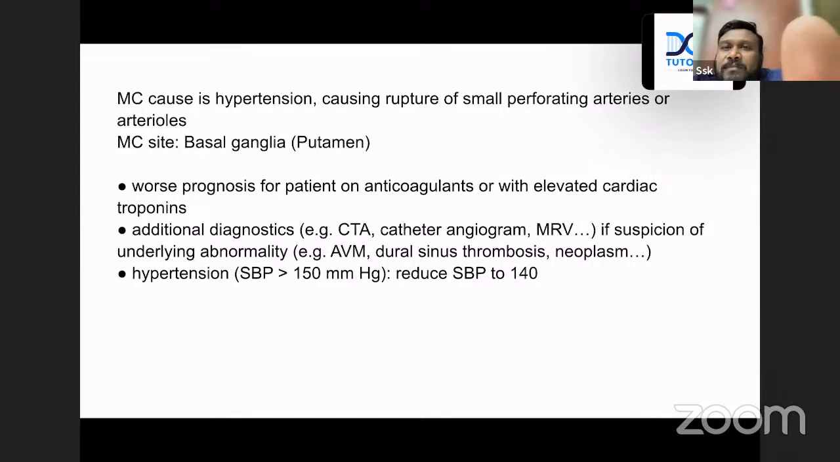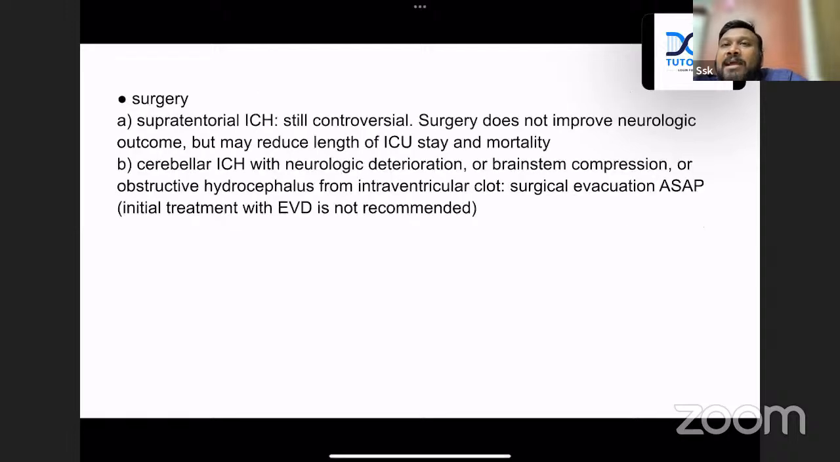And hypertension, especially when the systolic blood pressure is more than 150 millimeters of mercury, and even when you are treating it, you will have to reduce it to around 140 millimeters of mercury. You should not reduce it drastically. And regarding the role of surgery, for supratentorial ICH, it is still a controversial thing, whether surgery is going to improve the patient or not. But one thing it does do is reduce the length of ICU stay and mortality. If done at the right time, you decompress or you suck the clot at the right time, then it reduces the ICU stay and mortality.